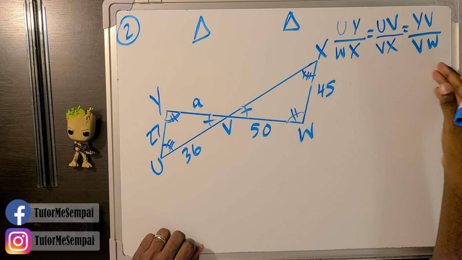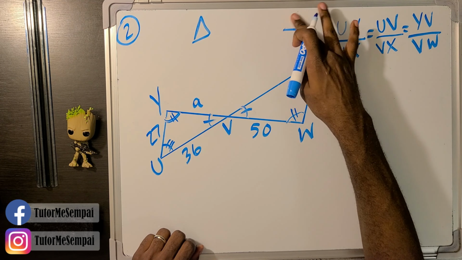So now that we found our corresponding sides, we can actually rewrite our triangle in this fashion. Triangle YUV is going to be similar to triangle. Now Y is the one that starts this triangle and it corresponds with W. So WXV. It's important that the corresponding angles are going to be in the same order. So now we have our corresponding sides and we made our equation. Let's plug and chug to see what we get.